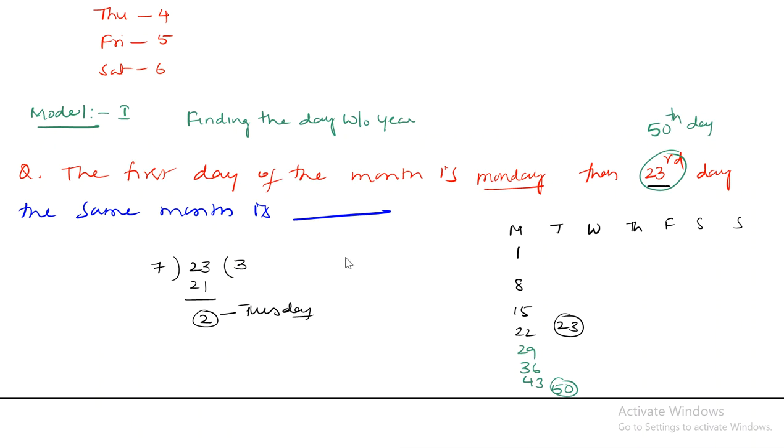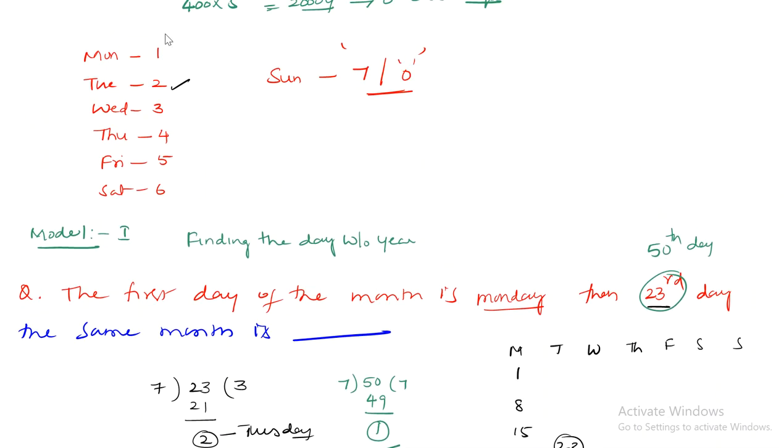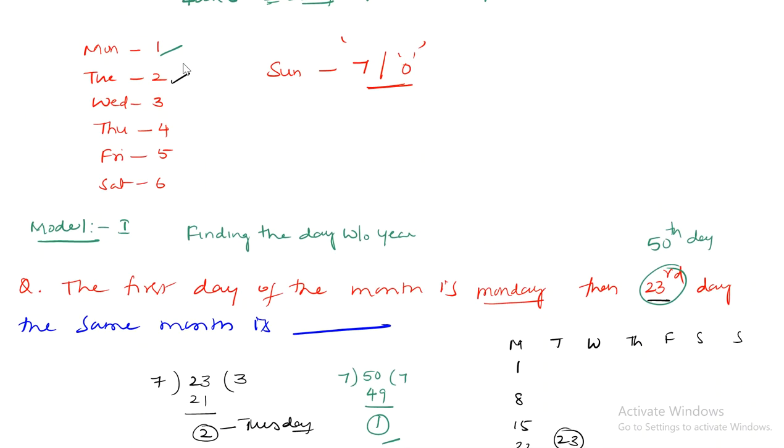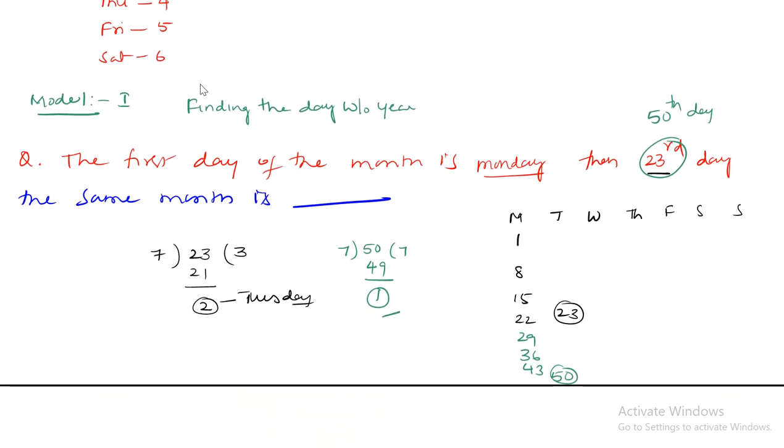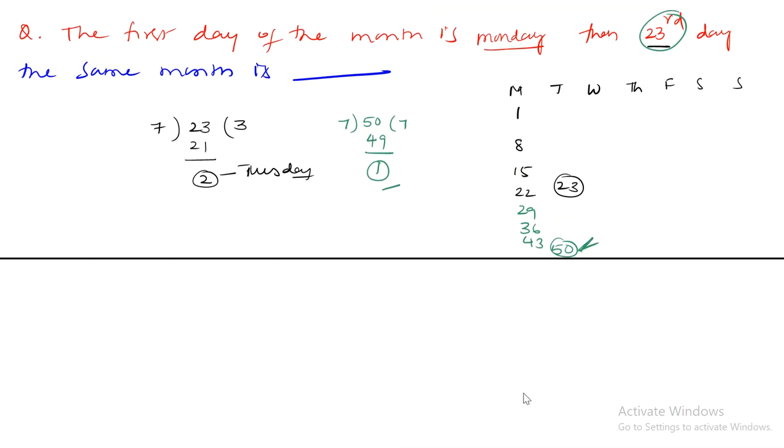So for that, what we'll do is just take that 50th day. Okay, so 7 7s are 49, you will get one remainder. So what does one denote? It denotes Monday, so you can check here. So it is Monday here. Okay, so likewise you can solve this kind of problem very easily. It's method 1 here. So let's take method 2 here.